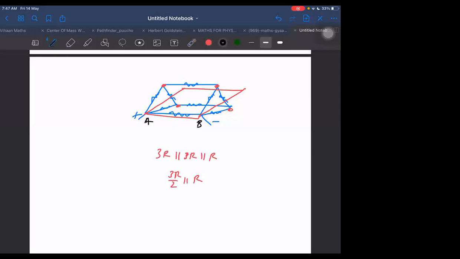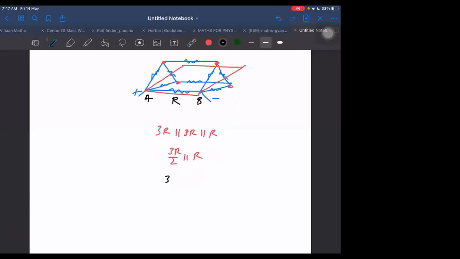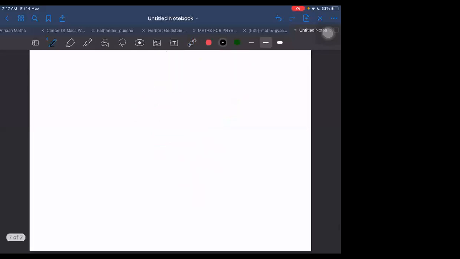R is also there here. Don't forget this R. We are getting it at last. 3R by 5. Here is the answer. Okay. Now take another prism, but this time I will connect it across some other points.